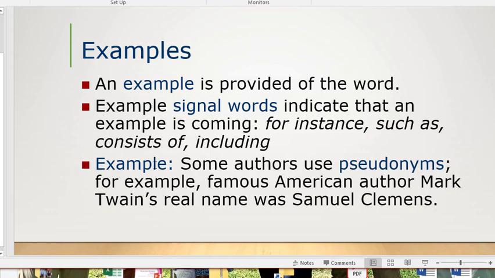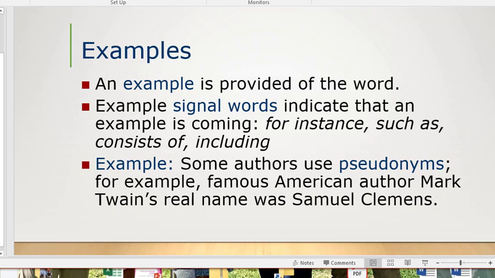If you look at the example sentence provided here, some authors use pseudonyms. For example, famous American author Mark Twain's real name was Samuel Clemens. The word we're trying to determine the meaning of is pseudonyms. And you have the key words "for example" that tell you what an example of a pseudonym is. So this author, Mark Twain, that wasn't his real name. He wrote under another name called a pseudonym, Samuel Clemens.